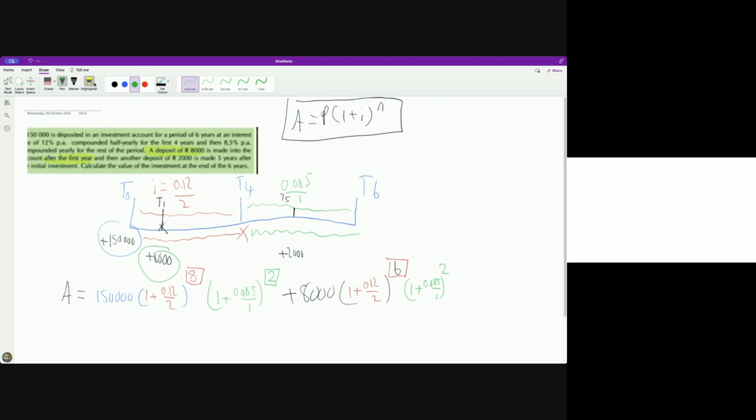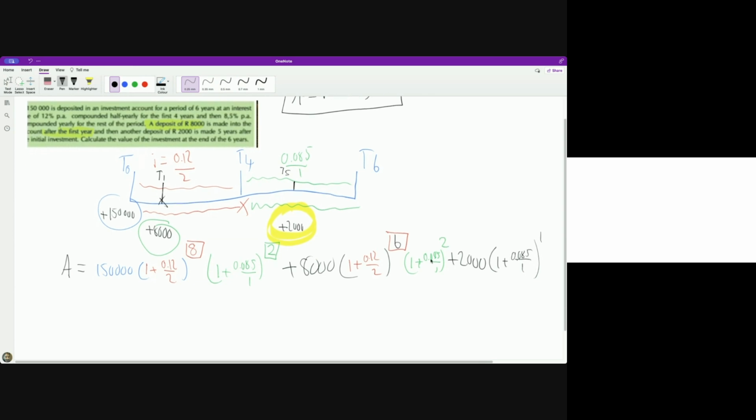What about this 2,000 over here that's just chilling? We need to take into account how much that is worth at the end. How long does the 2,000 have to grow? It's at T5, it's only got 1 year to grow. And because this is not 0.12, this is 0.085 over 1, because the interest rate is per year, I just put how many years are left.